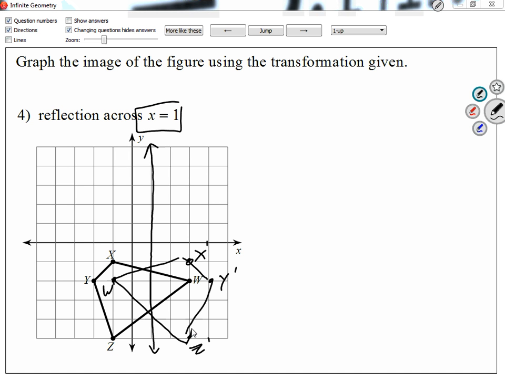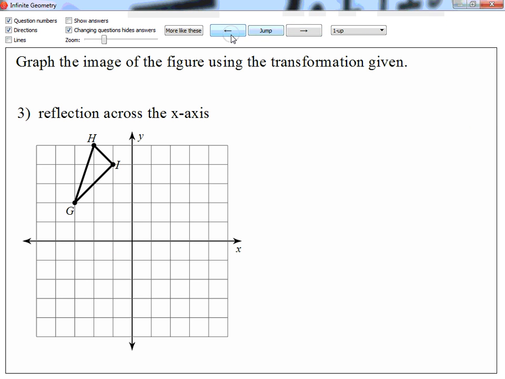Any questions on the first point? No? Go with it. Number 3? Sure. Let's take a look at number 3.